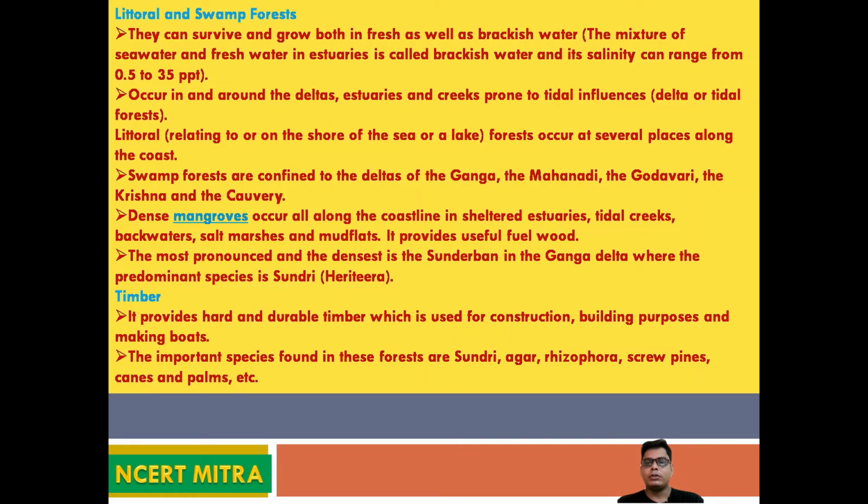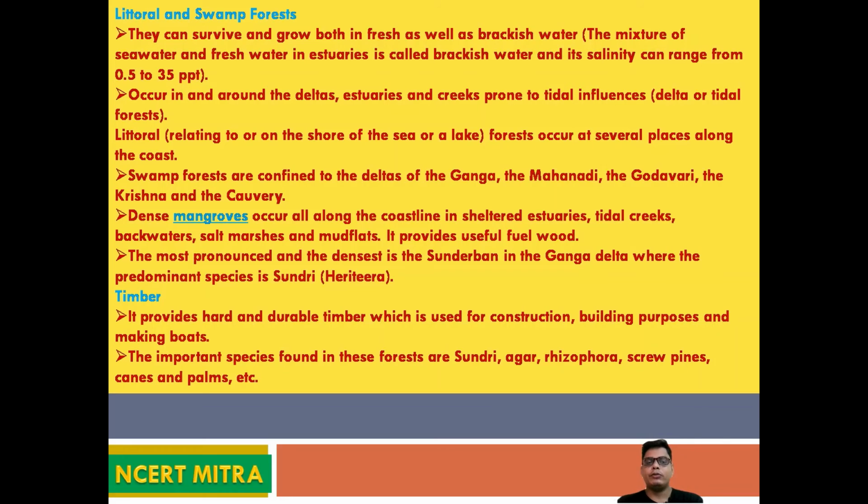Littoral forest occurs at several places along the coast. Some forests are confined to the deltas of the Ganga, Mahanadi, Godavari, Krishna and Kaveri. Dense forest is also found as mangrove forest in the Sundarban area, in the southern portion of Bangladesh known as Cox's Bazar, and in India known as the Sundarban area. These are the areas where we can find swamp and littoral forest. Sundarban is the delta where the predominant species is Sundari.